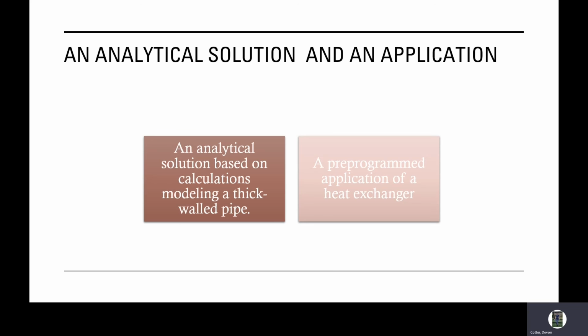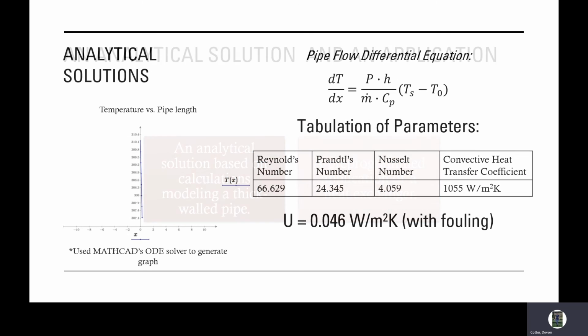Another approach that was implemented was the use of various pipe flow equations to analytically determine the axial temperature drop along the length of a blood vessel. This will be further discussed in the following slides. However, with regards to the pre-programmed application for a heat exchanger, we could not fulfill the uses of the application due to the size of our system. Therefore, it will no longer be used or discussed in our presentation.